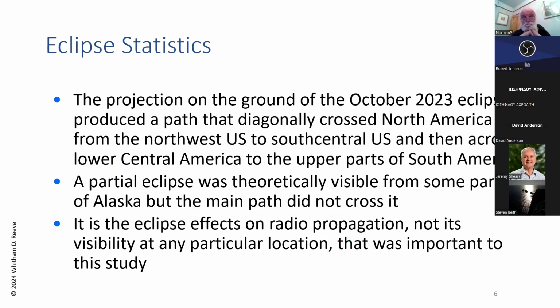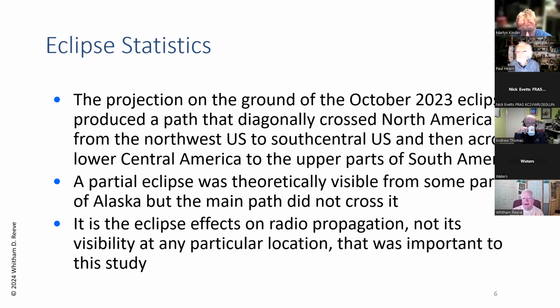Now, what happens with this particular eclipse is that the path was diagonal across North America. It went down into South America as well. It was theoretically visible from some parts of Alaska, but the main path didn't cross it. That didn't really matter to me because I was more interested in propagation of VLF stations to Alaska and not particularly what was happening in Alaska.